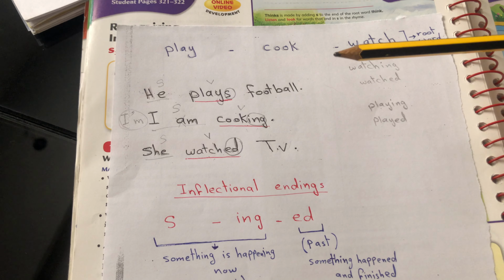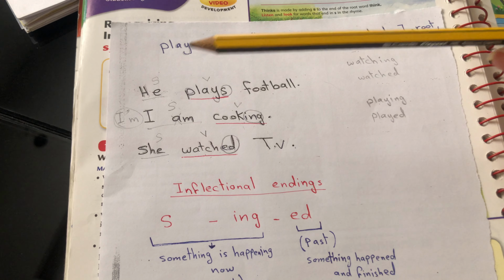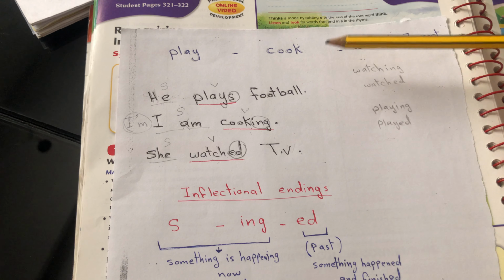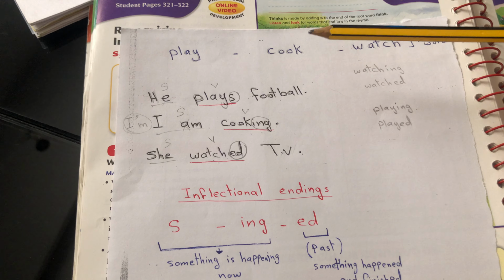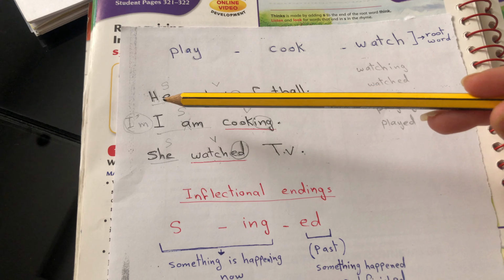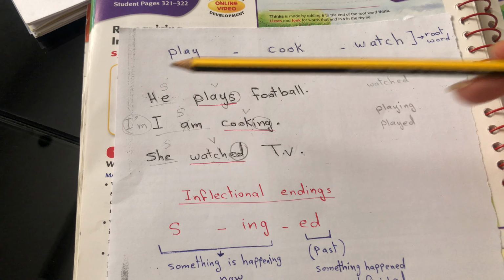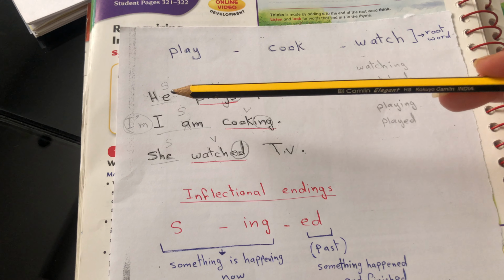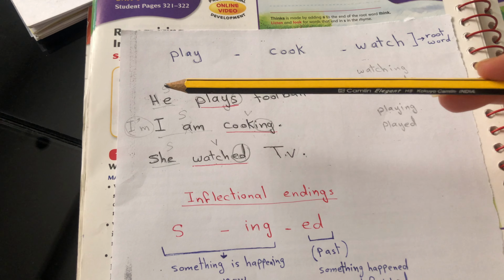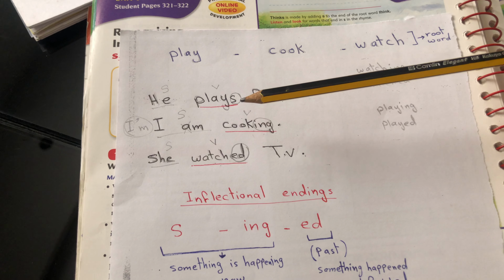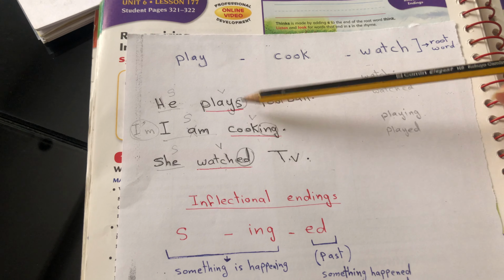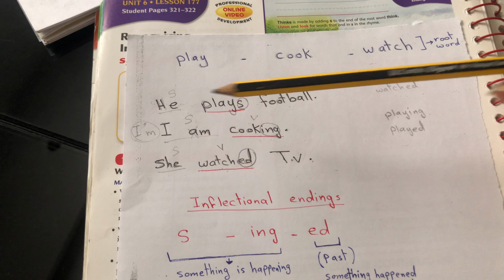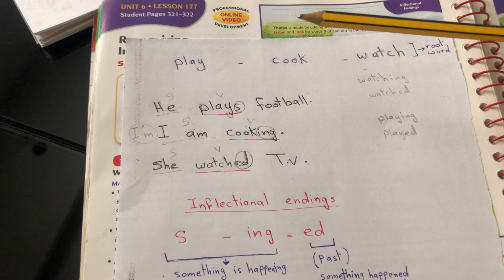Let's move to the first sentence. Where is the subject and where is the verb in the sentence? We said before that the sentence has two main parts. What is the first part? Always the first part is the subject. The second part is the verb. So in the first sentence, where is the subject? It is he, because it's the first part of the sentence. Where is the verb? It is the second part, which is plays. He is the subject, plays is the verb.